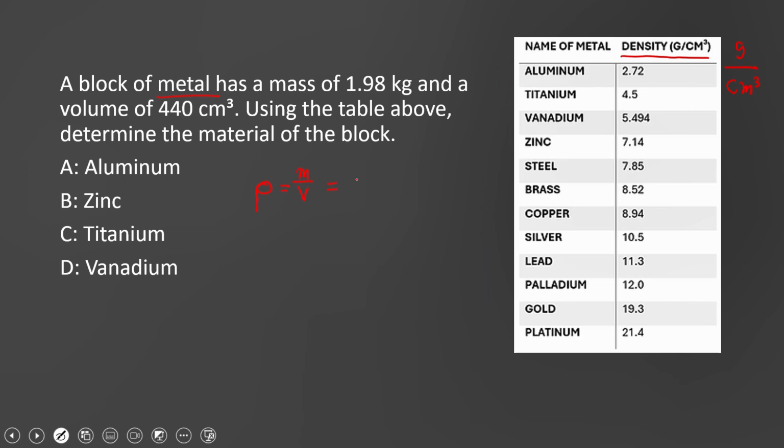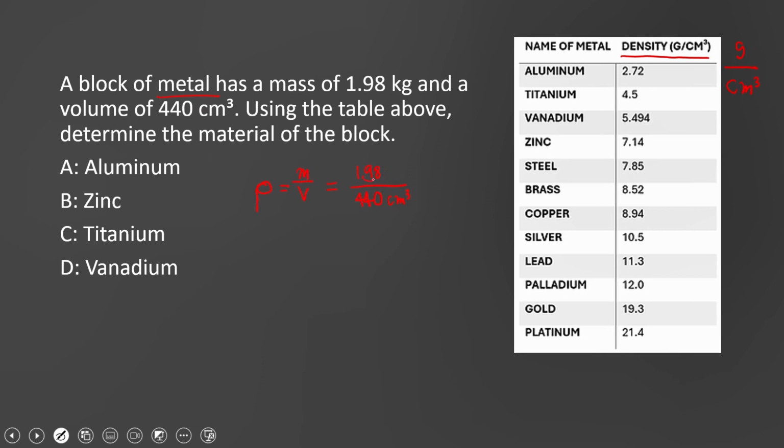So it's going to be equal to the mass, which is 1.98 kilograms, over the volume, which is 440 centimeters cubed. All right, and of course, the problem here is that this is going to give us units in terms of kilograms per centimeter cubed, and we want to be dealing with grams per centimeter cubed. So I'm going to go ahead and convert this 1.98 kilograms into grams. And to do that, we just multiply it by 1,000, right? There are 1,000 grams in a kilogram.